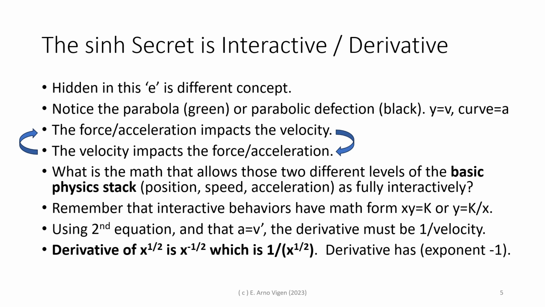So the math secret is that only equations that have x to the 1/2, and there's this nice special number called Euler's number that does this perfectly, then it becomes an interactive state. But it's not e to the x. It is always two components getting you acceleration and velocity as interactive.